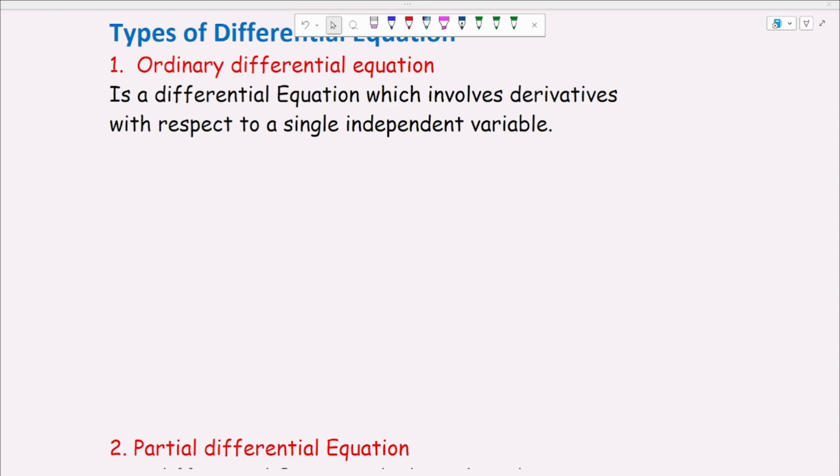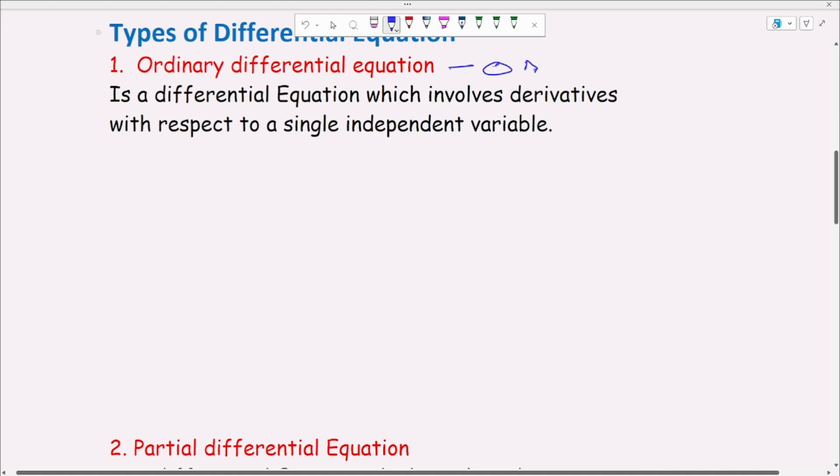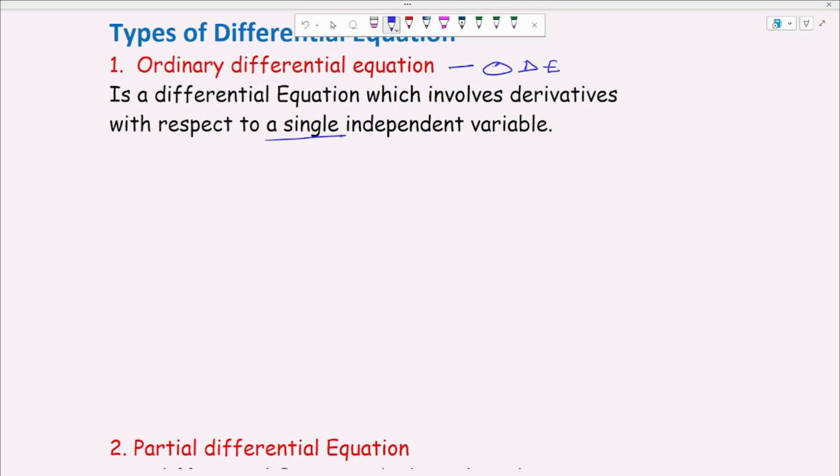You say ordinary differential equation, which in other words we always say ODE. This is a type of differential equation which involves the derivatives with respect to a single independent variable. The key word here, a single independent variable. That's only one independent variable is available here. And so if we have only one independent variable, then we can classify that as an ordinary differential equation.